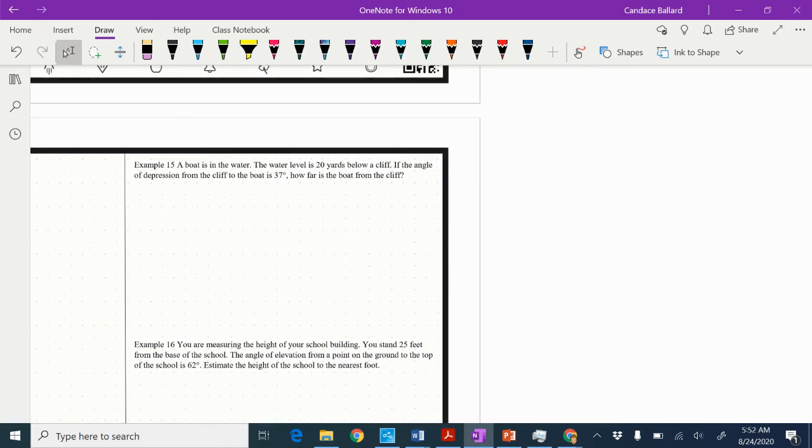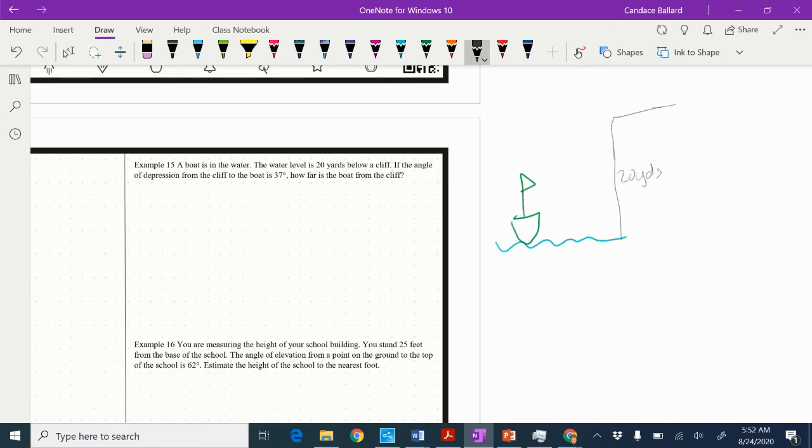All right, we're going to do two more quick ones here. A boat is in the water. So we've got another boat in water. I need some water and I need a boat. The water level is 20 yards below a cliff. So now we need a cliff. So here's my cliff. The water is 20 yards below the cliff.